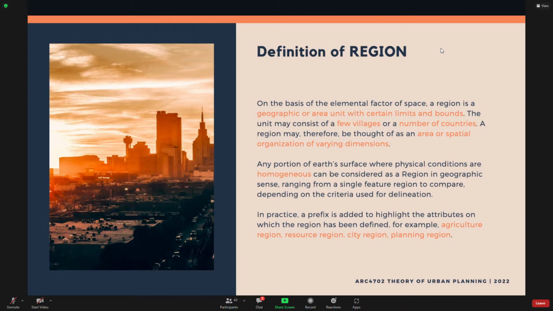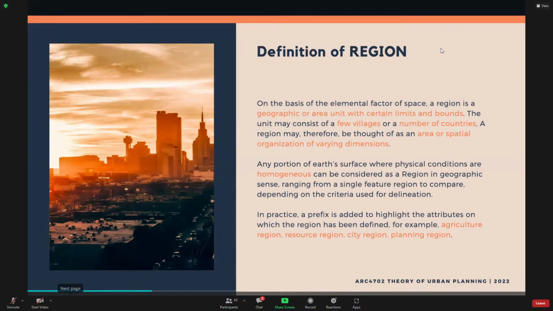So why do we need this region? Because it is to facilitate development. Meaning that we need cooperation from various states, various stakeholders, so that we can use our similarity as a strength, to grow together. That is the reason why we always want to combine some areas as a region.